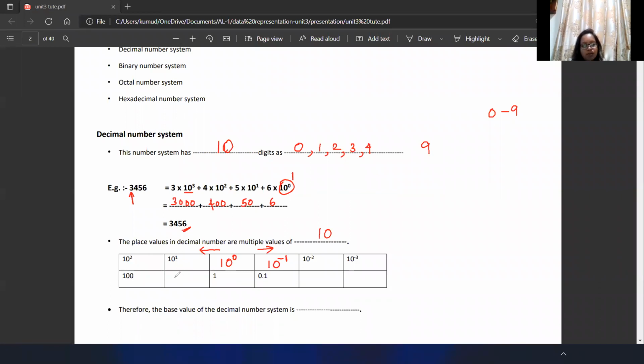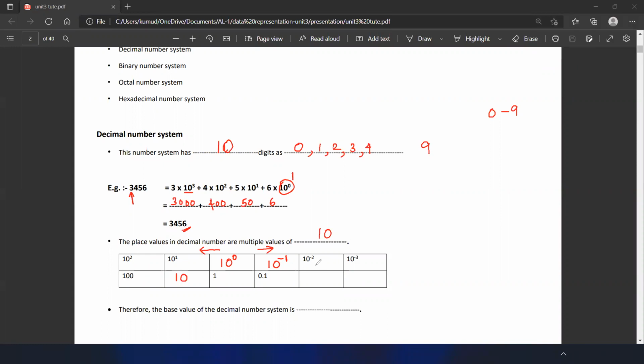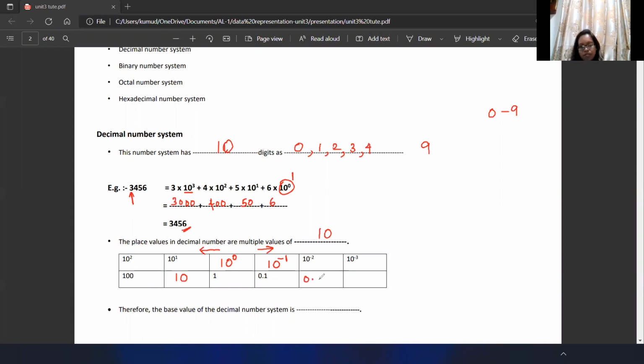What about 10 to the power 1? 10. 10 to the power 0? 1. 10 to the power minus 1? 0.1. 10 to the power minus 2? 0.01. Right? How to take that one?